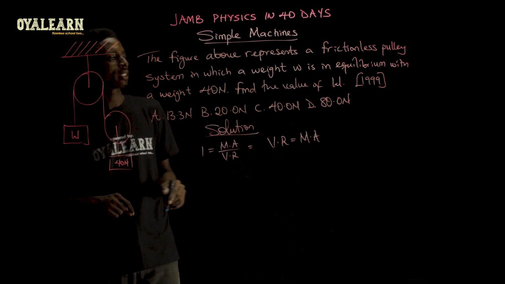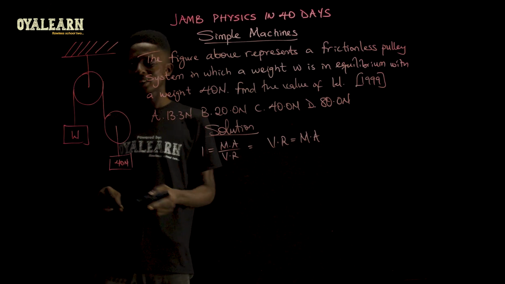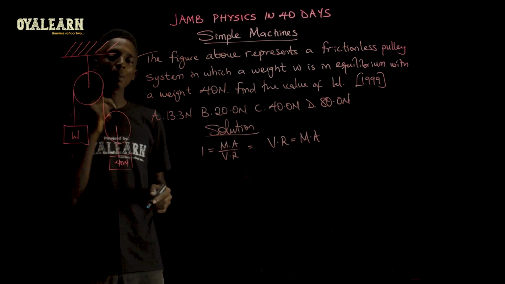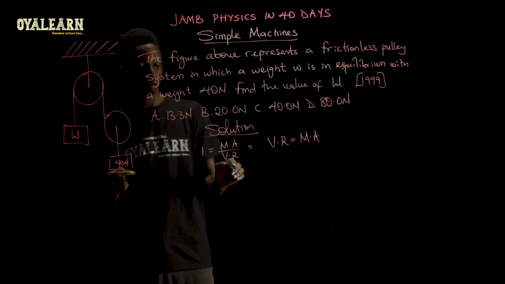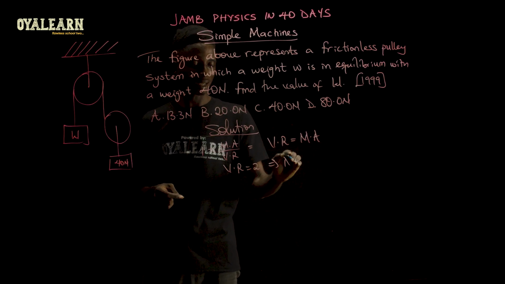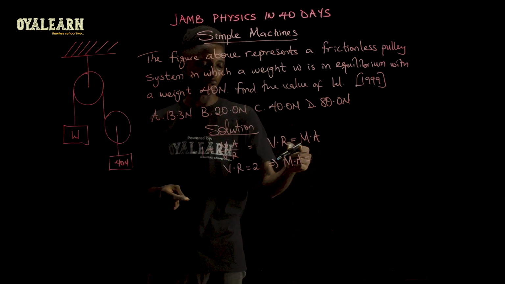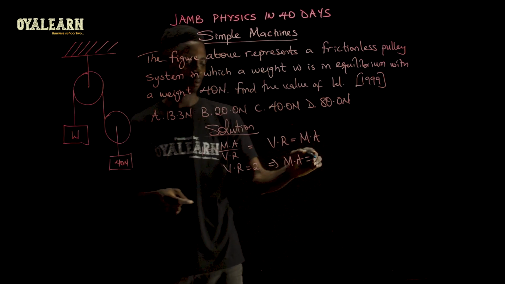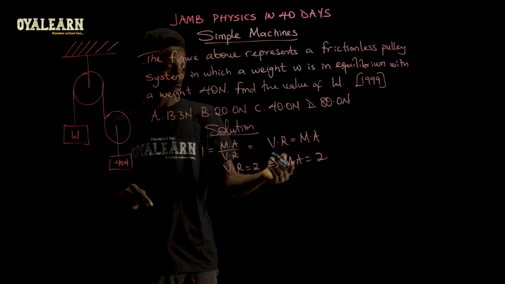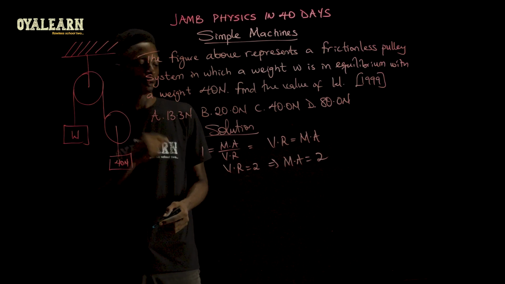Now, another thing we can see is that in this system of pulleys, we have 2 pulleys, right? And the number of pulleys indicates the velocity ratio. So we can also say that velocity ratio equals 2. Now this implies that mechanical advantage will also be what? Since it's a frictionless pulley, mechanical advantage will be 2. Now, all we have to do is find W.